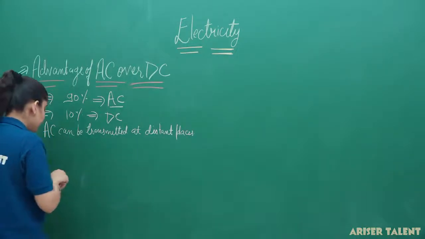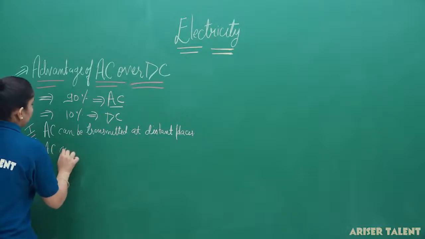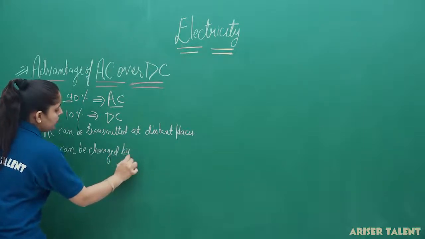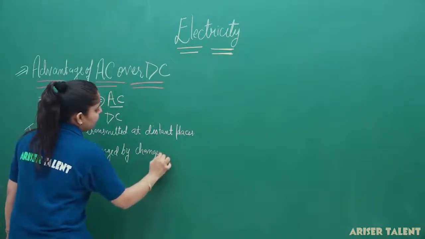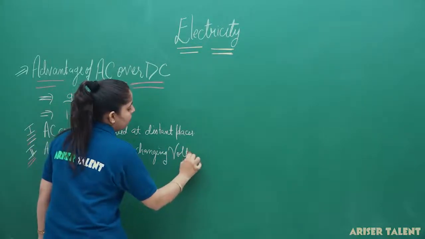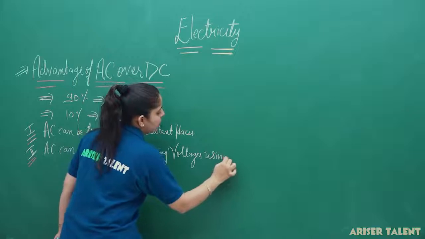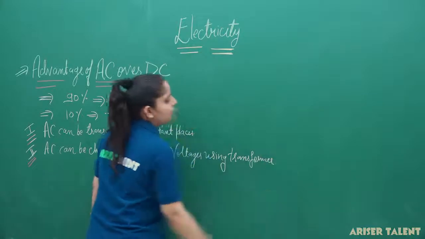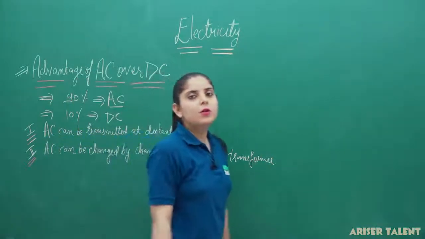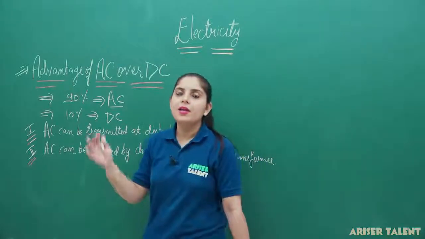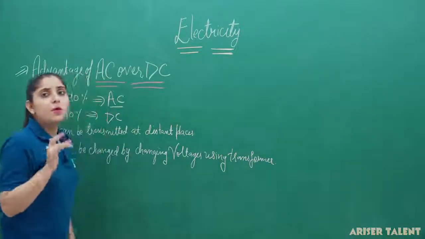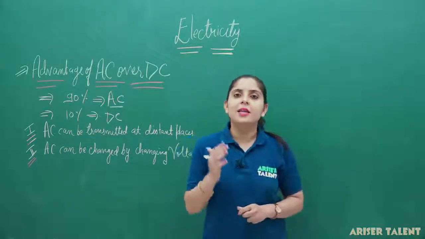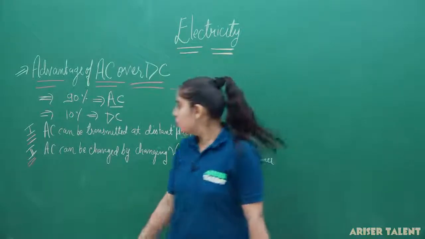Second advantage is that AC can be changed by changing voltages using a transformer. It means if you want to change the value of the voltages, you will just simply connect the transformer in accordance with that device. You can step up or step down the AC. This is another more important feature of the AC, that it can be easily stepped up or stepped down.